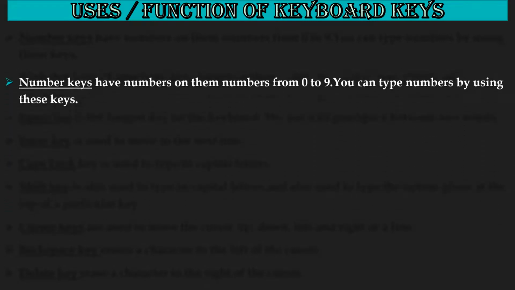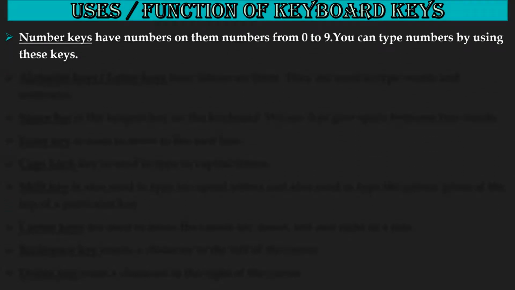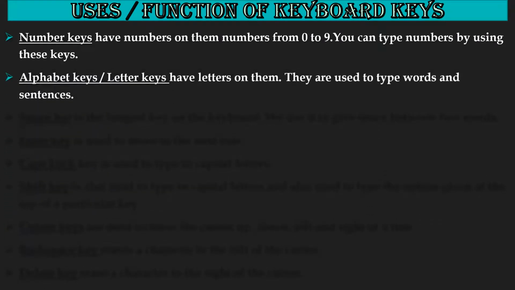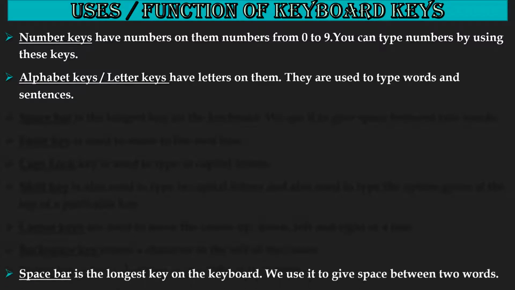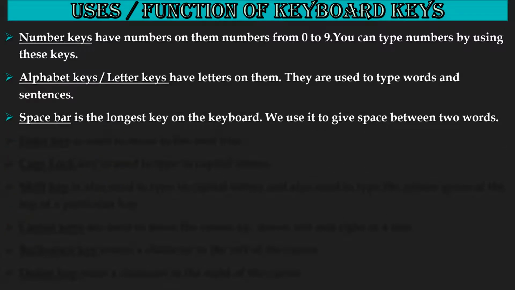First is number key. Number keys have numbers on them, numbers from 0 to 9. You can type numbers by using these keys. Alphabet key or letter key have letters on them. They are used to type words and sentences. Spacebar is the longest key on the keyboard. We use it to give space between two words.